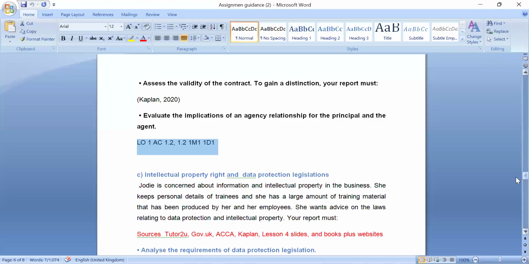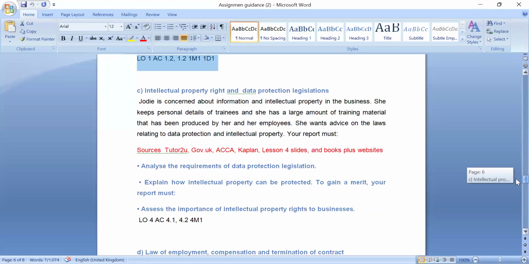Other than that, you've been given the books, so you can read from the books. I put the website and the books here for you. Like the tutor said, you can use websites such as gov.uk, ACCA, Kaplan, the lecture 4 slides, books plus website. You can use anything to explain these.